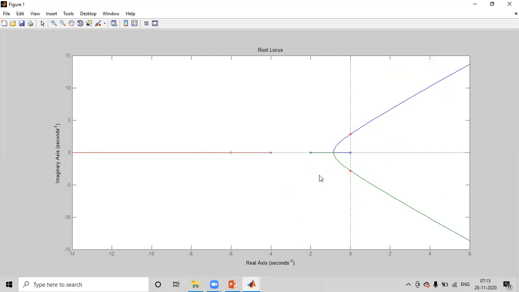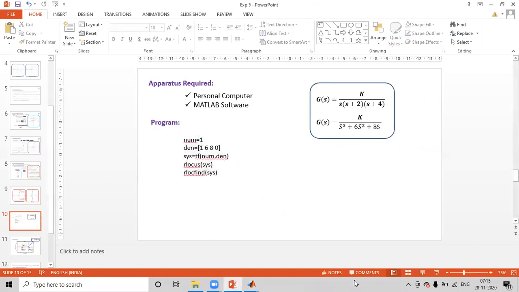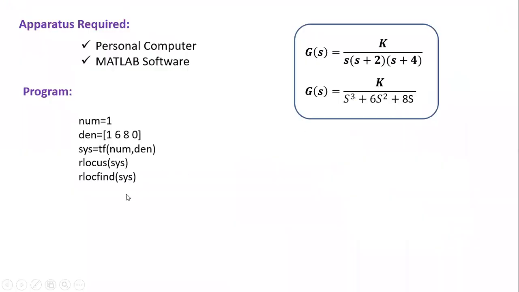Like this, we can cross-check the stability of the system. And based on that, at each and every location, we can observe the pole location and what the overshoot is. Based on that, we can design our systems. This is today's experiment. And coming to the conclusion, this is the programming part.